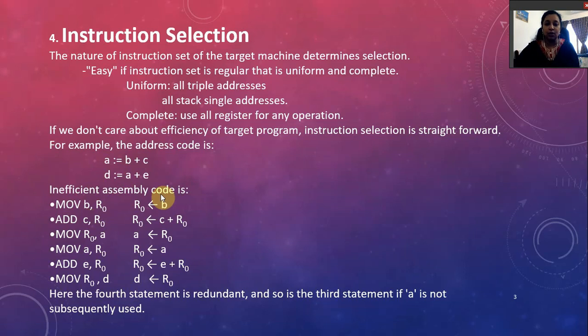And now what do you do again? Now again I need the value of a. So a's value is again moved back to register R0. Then you add the content of e. And then you move it.